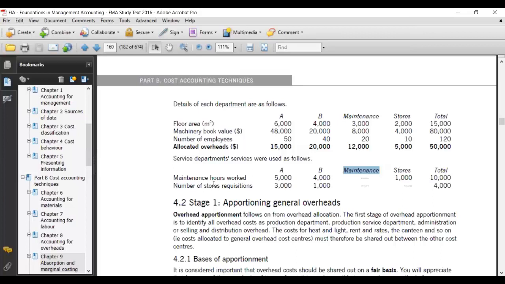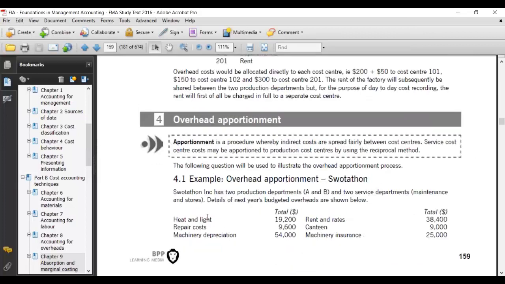Now, see, one thing here. This is a question which is starting from here. Now, what it says is that there is a company which has got 2 production departments, A and B, and 2 service departments, maintenance and stores. So basically, we have got 4 departments. Are we fine with that? And the details of, see, next year budgeted overhead. Budgeted overhead basically means the estimated cost, correct?